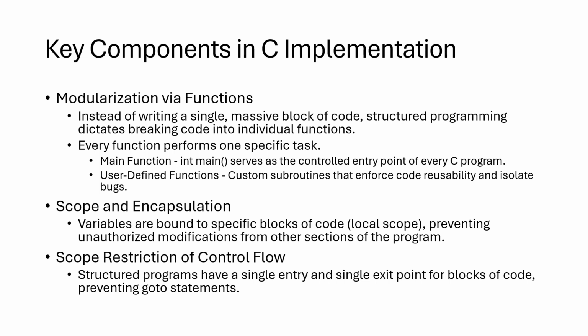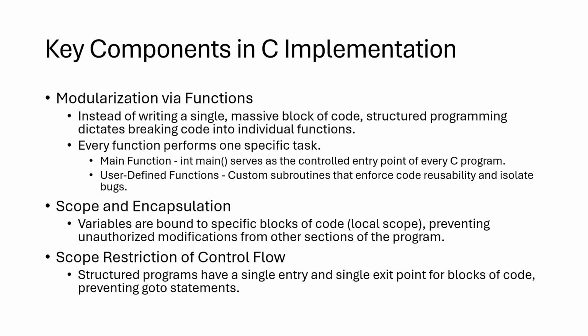The main function, int main, serves as the control entry point of every C program. When I come across the main function, this statement indicates the point at which the compiler has to begin its execution. The second type is user-defined functions, which are custom subroutines that enforce code reusability and isolate bugs. So user-defined functions enforce reuse, so they can be reused whenever they are called or needed.